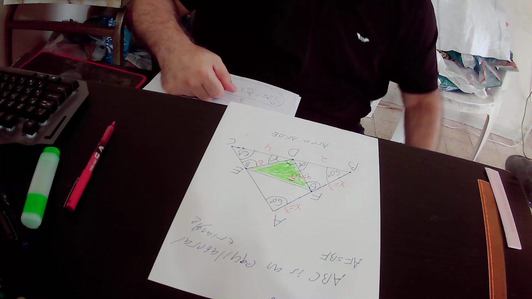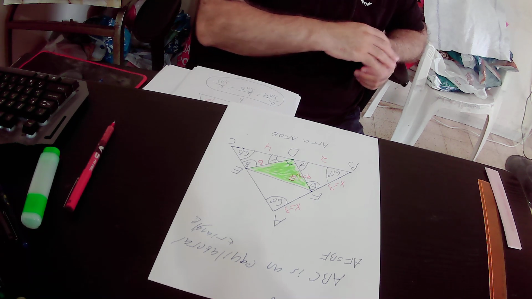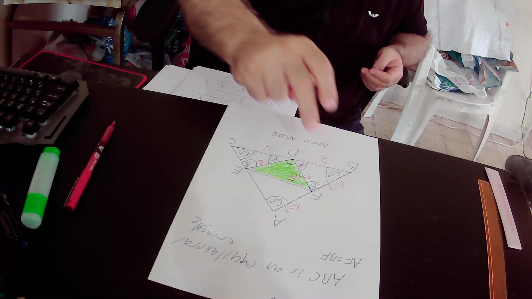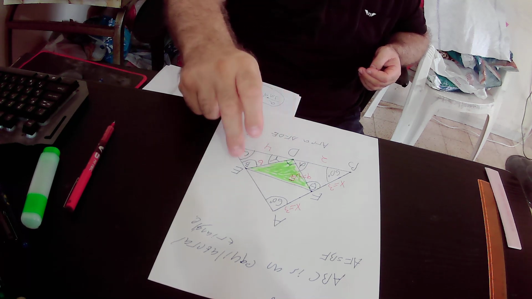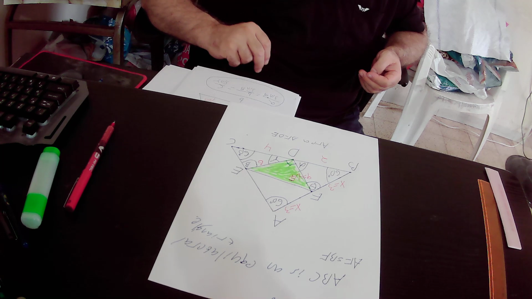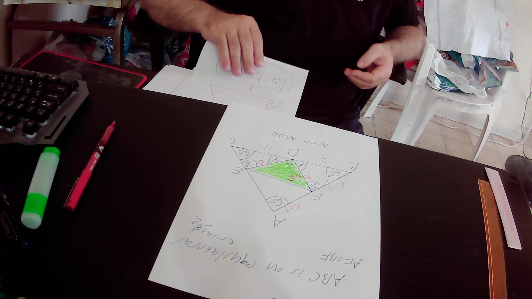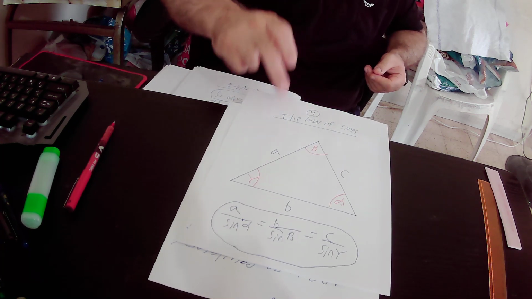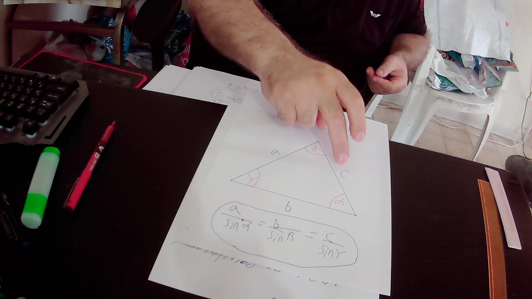And then we defined angle BDF as alpha, angle BFD as theta, angle EDC as gamma, and angle DEC as beta. And again, we have the law of sines that states that in any triangle, A over sine alpha equals B over sine beta equals C over sine gamma.